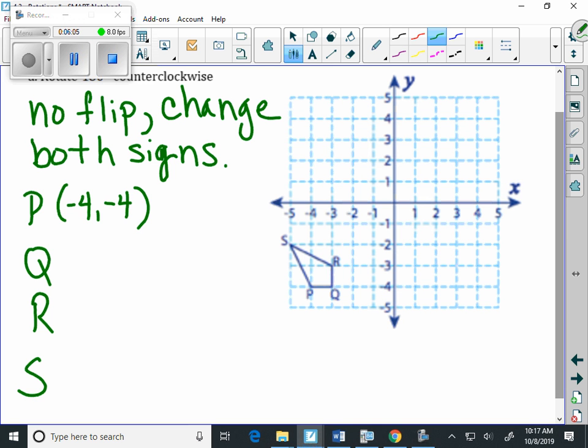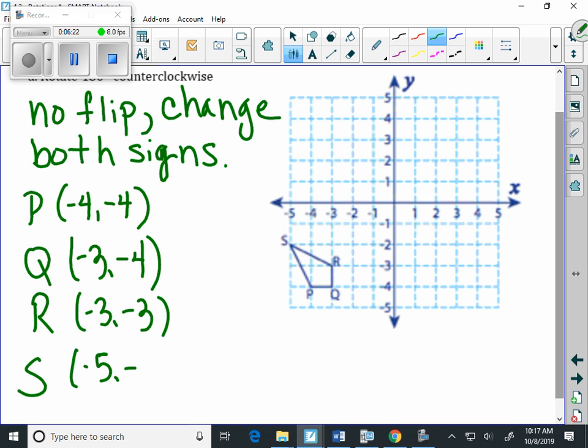Q has the point -3, -4. R has the ordered pair -3, -3. And S has the ordered pair of -5, -2. And again, what do we do? We don't flip anything, but we do change those signs.